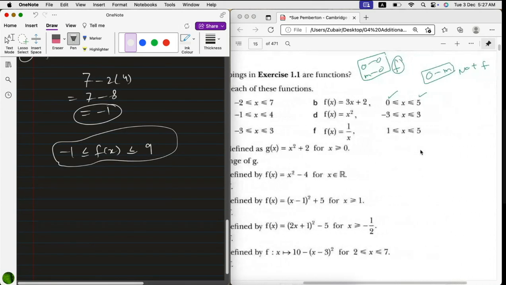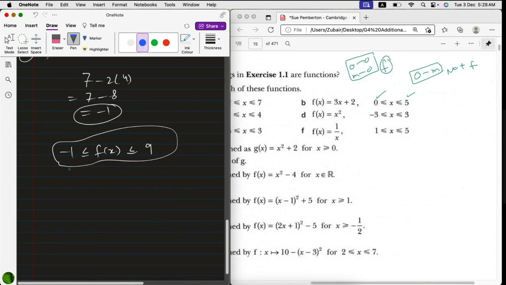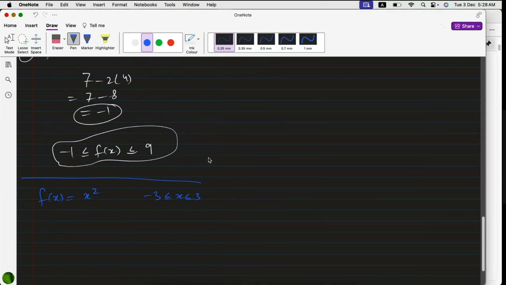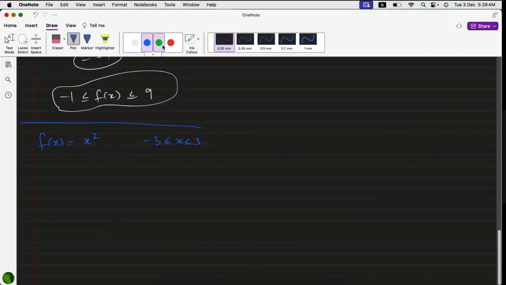Now we are coming to D, and this is no more linear. f of x is equal to x squared. So when the examiner says from minus 3 is less than or equal to x, less than or equal to 3, yes, we can substitute the extremes. But we know that if we draw this graph, at minus 3, I'm going to get 9. At positive 3, I'm going to get 9. And at minus 2, this is 4.